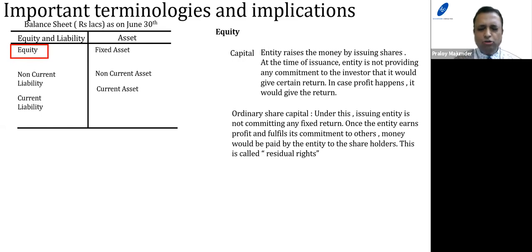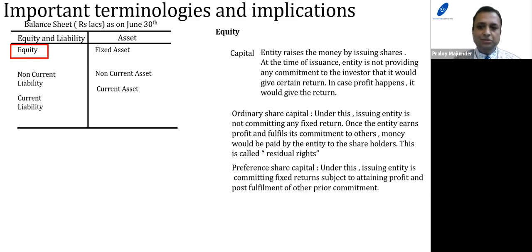Now, capital is also of two types. One is called the ordinary share capital. Under this, the issuing entity is not committing any fixed return. Once the entity earns profit and fulfills its commitment to others, money will be paid by the entity to its shareholders. This is called the residual rights. Why residual rights? The entity will borrow not only in the form of equity, but also non-current liability and current liability. So after meeting their commitment, whatever is left, it will give to the ordinary shareholders. Whatever is left is the residue, so it is called residual rights.